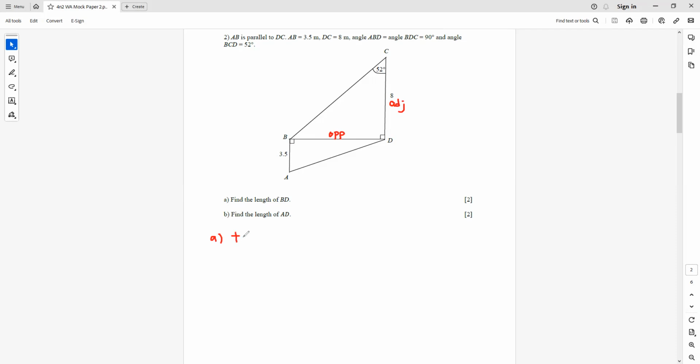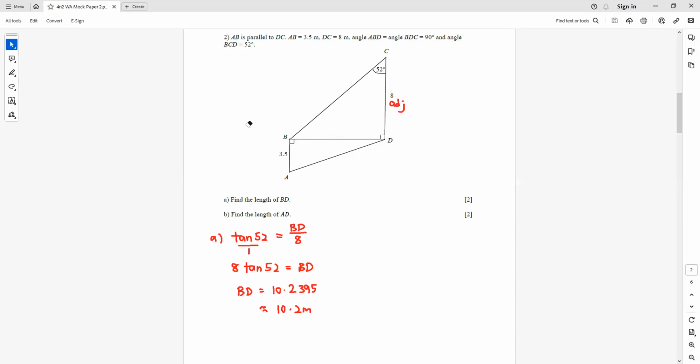So tangent 52 is equal to BD over 8. So this over 1. So cross multiply: 8 tangent 52 is equal to BD. So BD equals 10.2395, approximately 10.2 meters. Okay, find the length of AD.